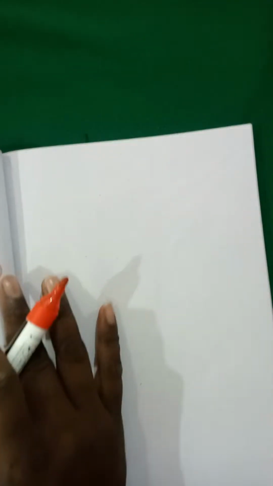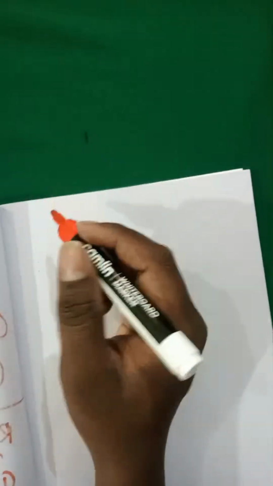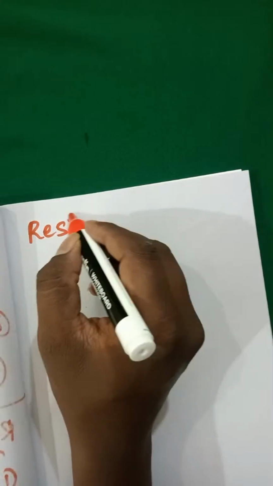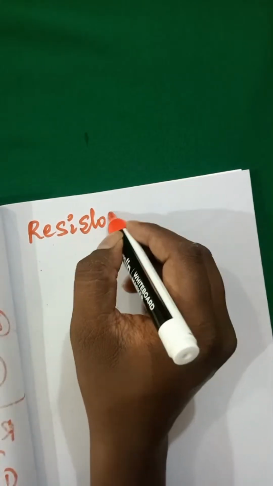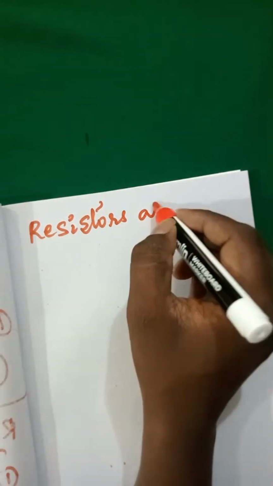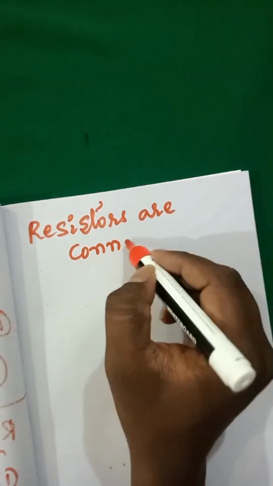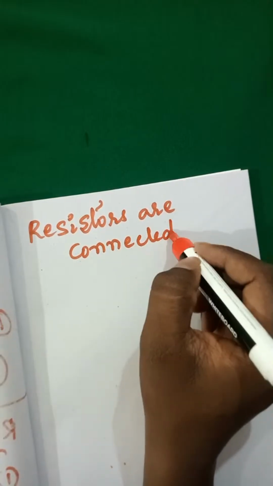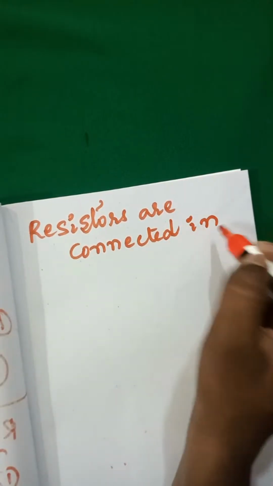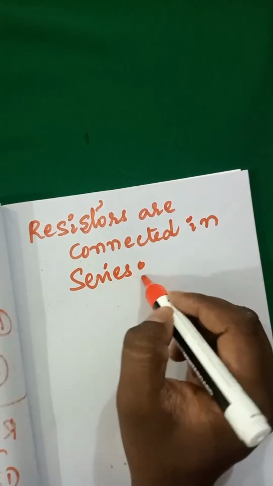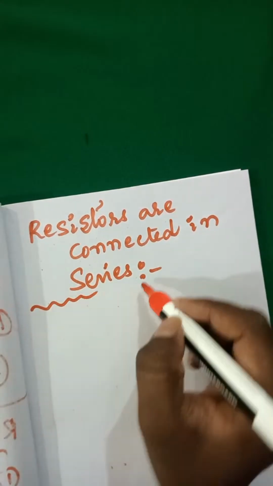So now we can take resistors are connected in series. Resistors are connected in series. So you can see now resistors are connected in series.